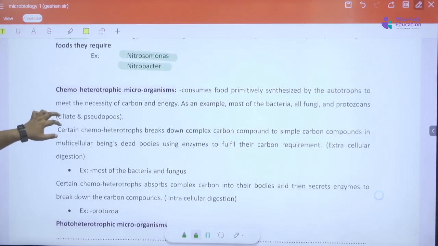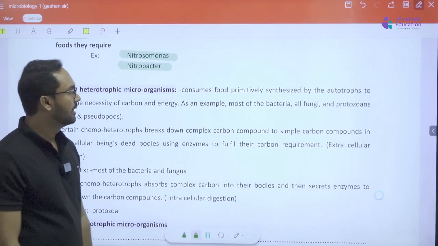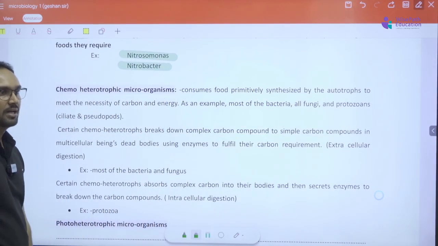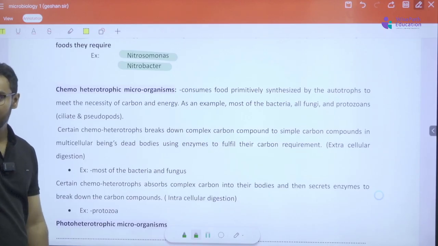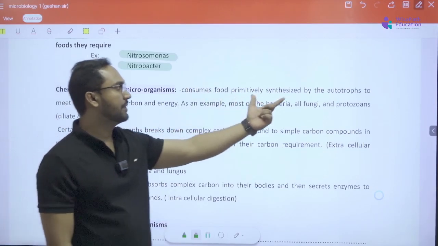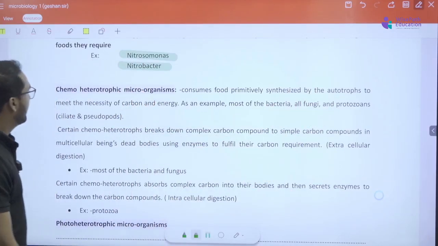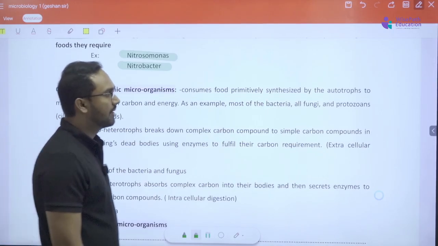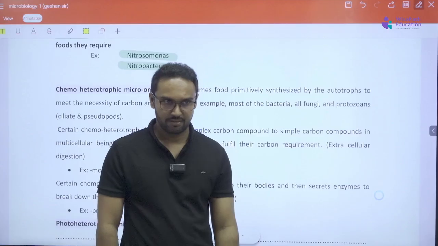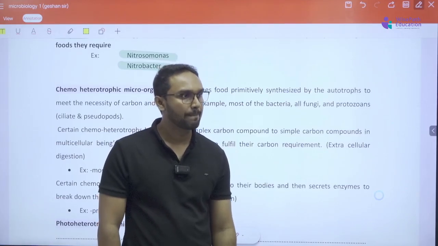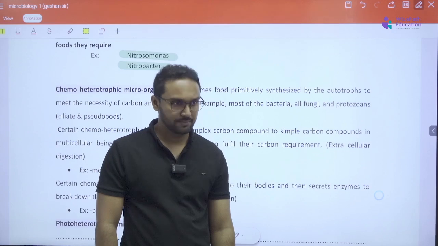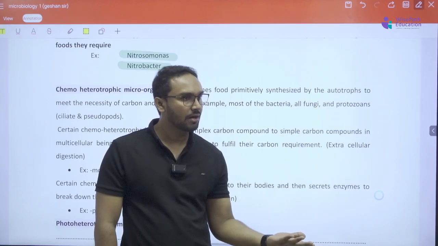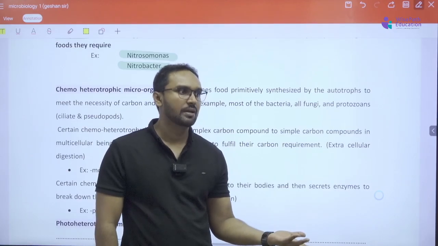Listen, next the chemoheterotrophs. Chemoheterotrophs consume food primitively synthesized by the autotrophs. ඒ කියන්නේ autotrophs ලා හදපු foods වල තමයි මෙයා depend වෙන්නේ. To meet their necessity of carbon and energy. As an example, most of the bacteria, all the fungi and protozoa, and even usually ourselves. Which nutrition type do we have? How do you take the energy? What is your energy source? The food you take, so that is organic carbon. So you are autotroph or heterotroph? You are heterotroph.